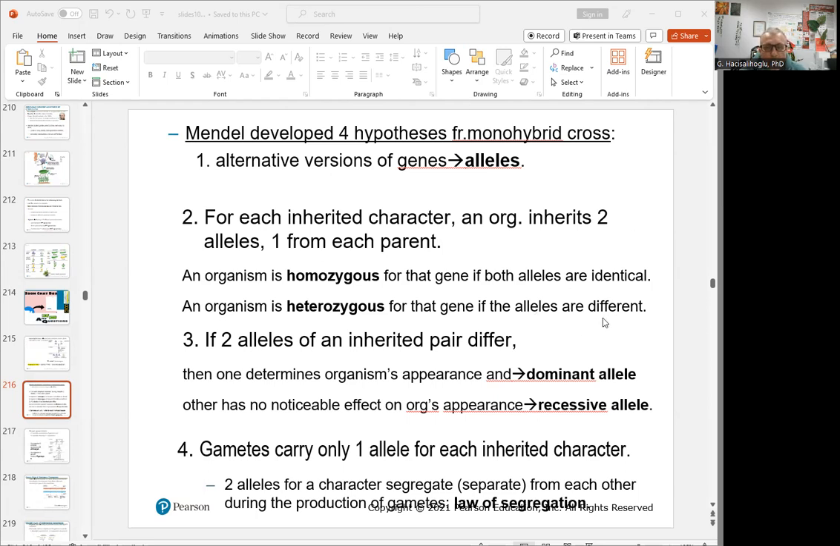Sometimes we see a dominant and recessive relationship. If in the presence of two alleles, one dominates the other one, it's called dominant, and the other one is called recessive. Recessive is not necessarily weak. It will just show up only if there are two recessive alleles next to each other.